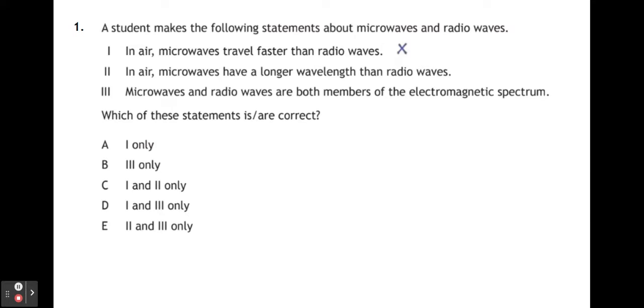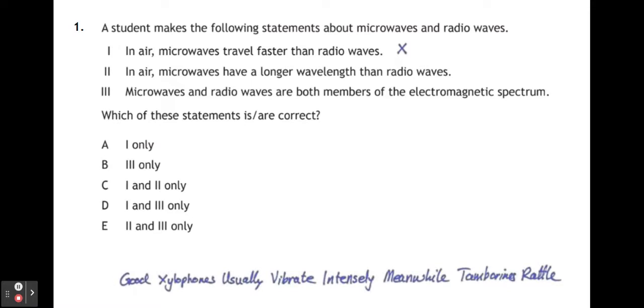Secondly, in air, microwaves have a longer wavelength than radio waves. Well, we need to be able to remember the spectrum in order of increasing or decreasing wavelength. Now, I remember a mnemonic. Good xylophones usually vibrate intensely, meanwhile tambourines rattle, which stands for gamma rays, X-rays, ultraviolet, visible light, infrared, microwave, TV waves, and radio waves. And that goes from the highest frequency to the lowest frequency, or from the shortest wavelength through to the longest wavelength.